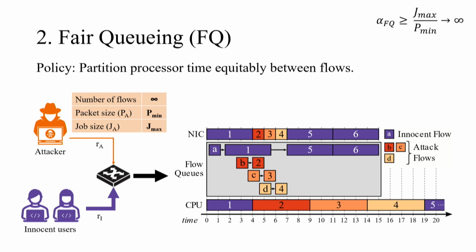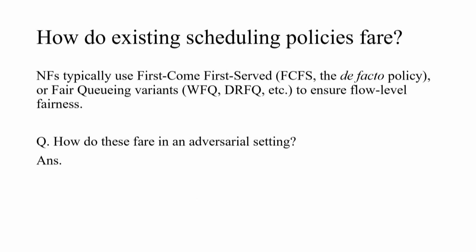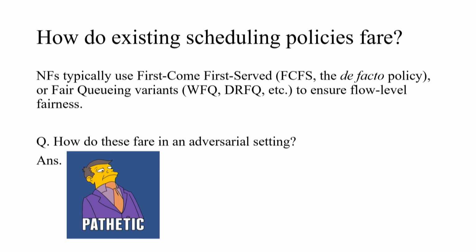We show in the paper that the displacement factor under fair queuing is also lower bounded by the same quantity. And fair queuing also has an unbounded DF. OK, so if we go back to our question of how existing policies fare in an adversarial setting, the answer is not great. So if we intend to use scheduling, we really ought to do better than this.